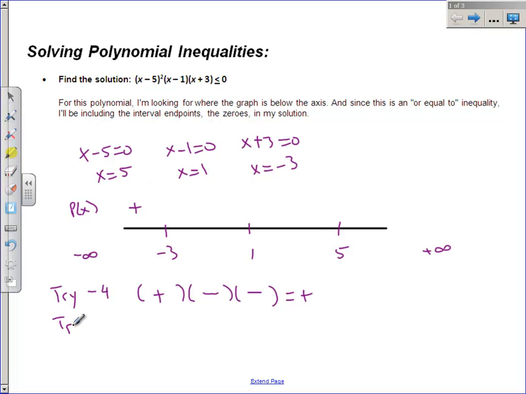Now let's try a number in the interval from negative 3 to 1. I'm going to try 0 because that's an easy one to pick in that interval. So let's plug 0 in for x. 0 minus 5 is negative 5. Squared is positive. 0 minus 1 is negative. 0 plus 3, well, that's positive. And if I multiply those numbers together, I get a negative. That means our polynomial is below the x-axis.